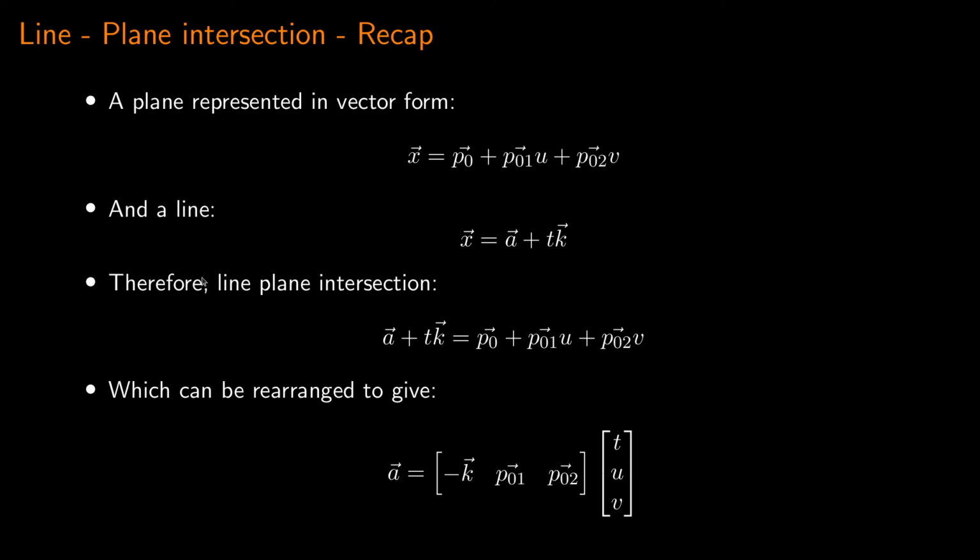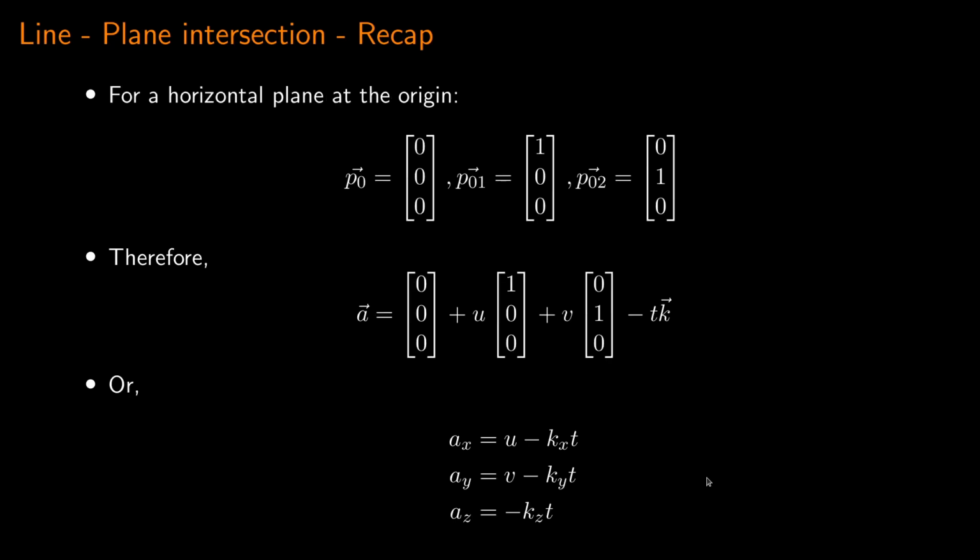Okay, and therefore, of course, we can calculate line-plane intersections simply by making these two equal to each other. So we have the vector a plus tk is equal to P0 plus P01 u plus P02 v, and we can rearrange that to give that the vector a is equal to this vector here minus k, P01 and P02 multiplied by the scalar quantities. And then, of course, we can rearrange that quite easily to give our value for t in terms of what we know. And then we can solve for the other unknowns u and v as we see fit.